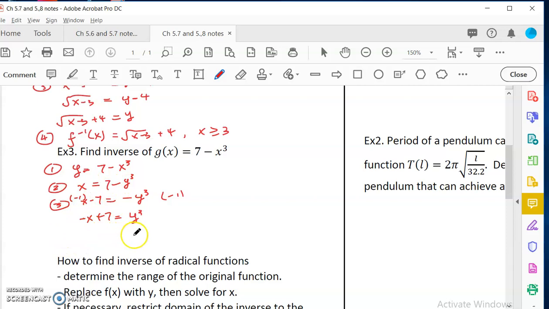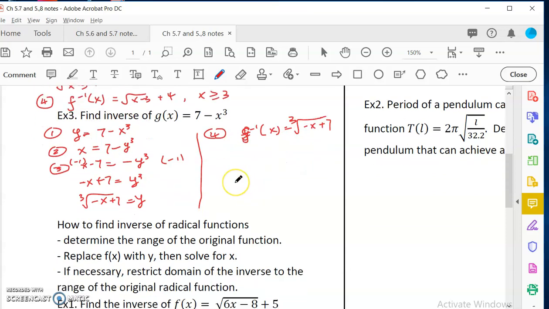Now I can do the cube root. y would equal the cube root of negative x plus 7. That's the end of the third step. I solve for y. And then the fourth step is you just write it out as g inverse. g inverse of x is the cube root of negative x plus 7, or you can write 7 minus x. And we don't have to write the domain, it's all real numbers.